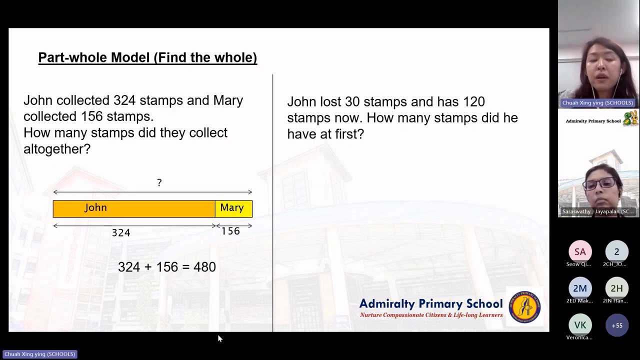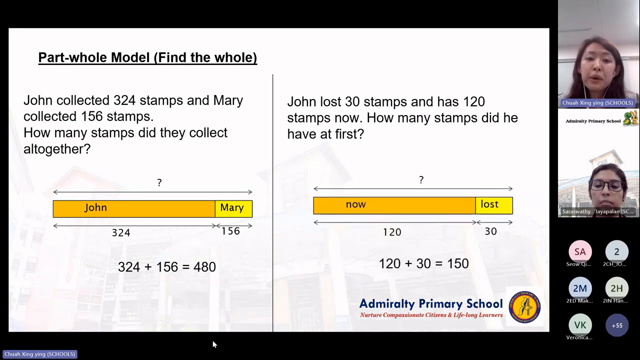In our next example, the context of the word problem has changed. The 2 parts are no longer people, so there's a bit of progression here, but how many stamps he has now and lost. So John lost 30 stamps and has 120 stamps now. How many stamps did he have at first? So in our model, our 2 parts are now and lost. Now is 120, lost is 30. You want to find out how many he has all together. 120 plus 30 equals 150.